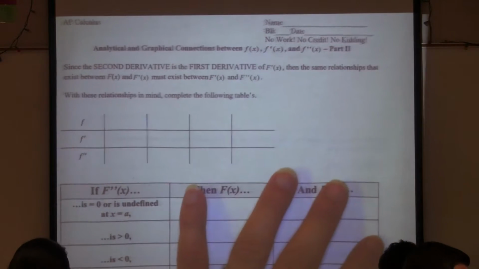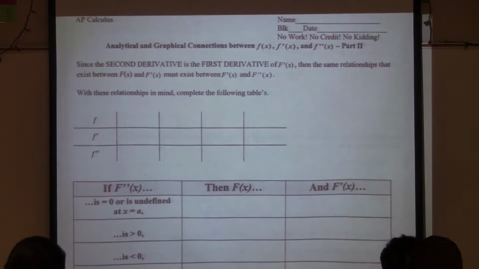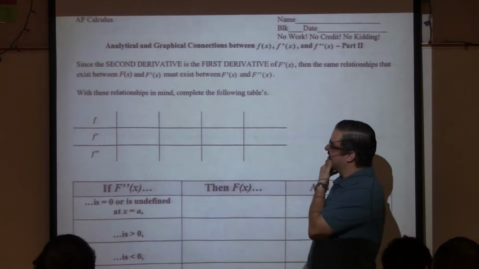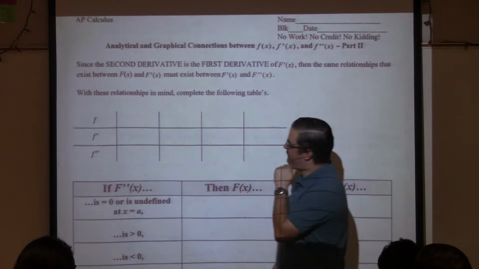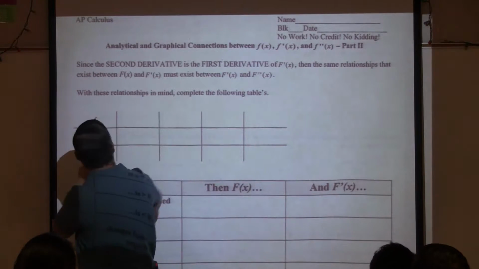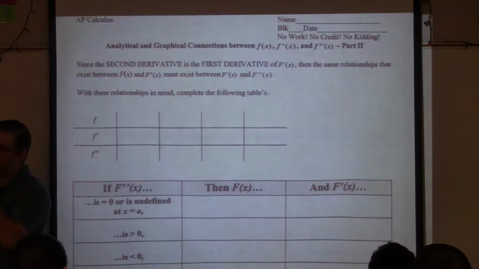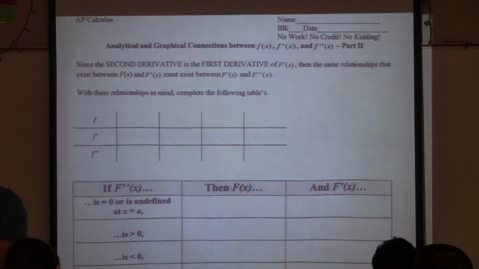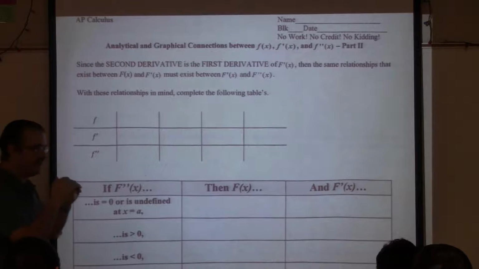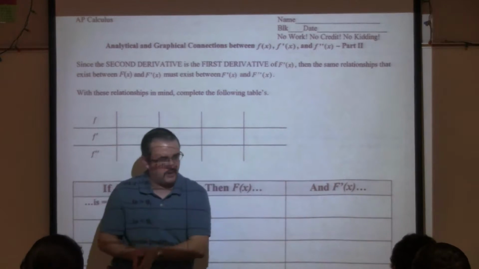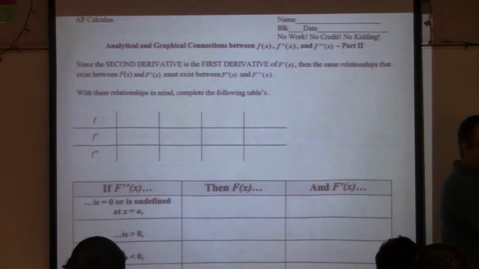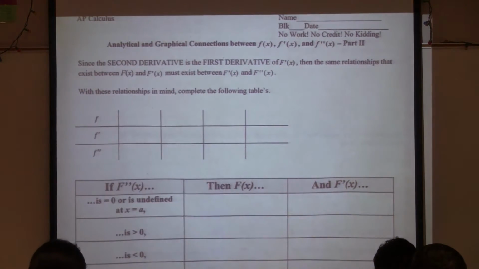So looking at this, it might be a little confusing. Let's read this first statement, okay? It says, since the second derivative is really the first derivative of f prime, the same relationships that exist between f of x and f prime of x must also exist between f prime and f double prime of x. So anytime all I'm doing is finding one derivative, the relationships that exist between them are the same as the ones that existed between the original function and its first derivative.